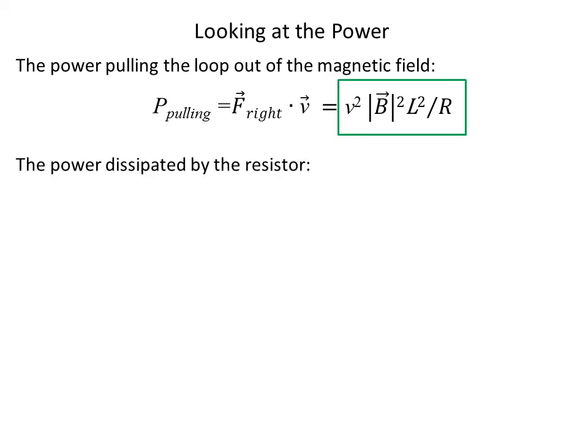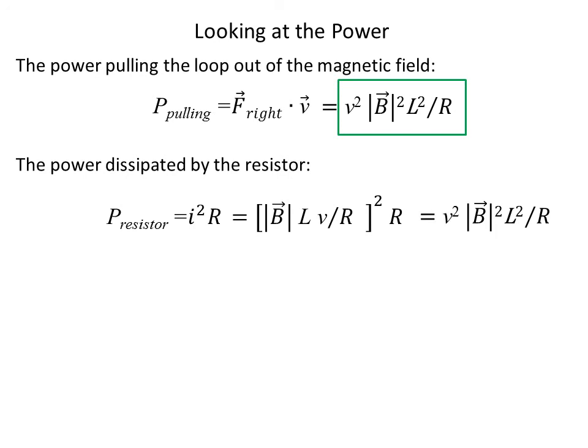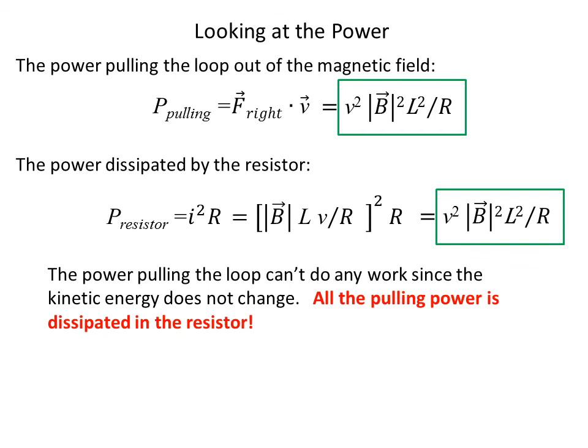And then if we look at the power dissipated by the resistor, that's equal to the current squared times resistance, which is equal to what we found the current to be, the magnitude of the B field times L times the velocity divided by R, that whole thing squared times R. Simplifying, we end up getting exactly the same quantity for the power dissipated in the resistor as the power of pulling out of the field. Well, this shouldn't be a surprise because the pulling power can't do any work since the kinetic energy does not change. So all the pulling power is dissipated in the resistor.